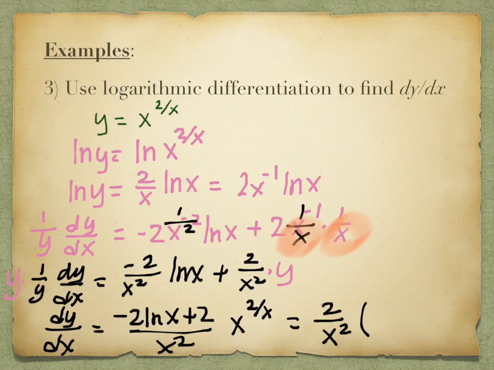And then I pulled out a 2, and I was left with negative ln x plus 1, or you could do 1 minus ln x, and then x to the 2 over x. So some variety of that's the best you can really do. There's no other common simplifying that would be expected.